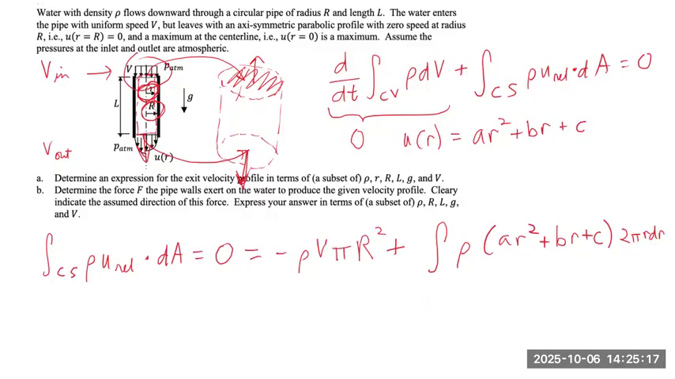Now we have to find the constants A, B, and C. And we can do this using the boundary conditions that they give us. Basically, we're given that u(r) is equal to Ar squared plus Br plus C, and we're given that it has zero speed at radius r equals big R.